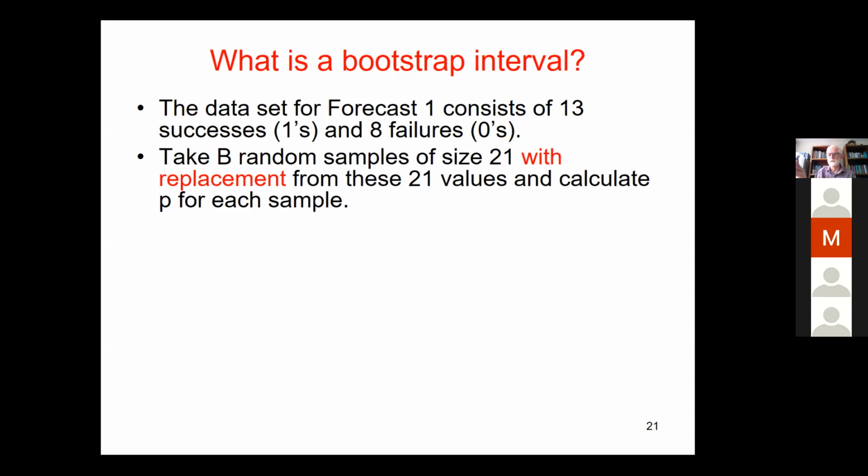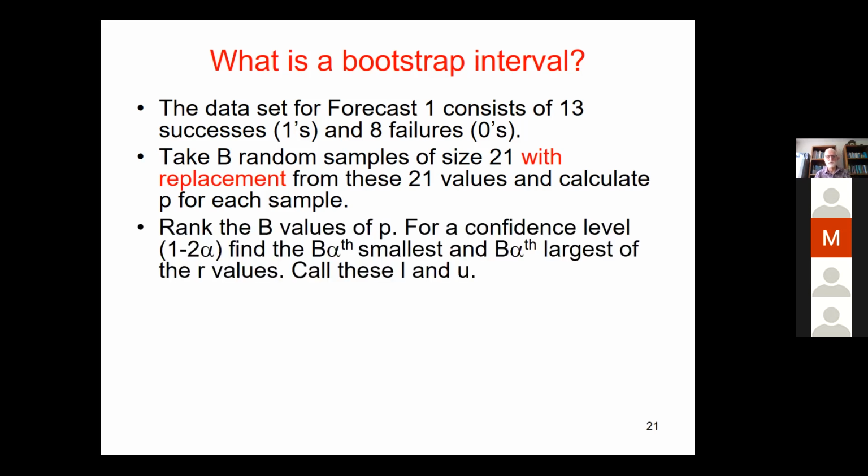Take another one, another dark one. I record it and I put it back. And I do that 21 times. And from there, I work out what P is for that sample. And then I do that whole thing 1,000 times. And that gives me a distribution of values of P. I've got B values of P.